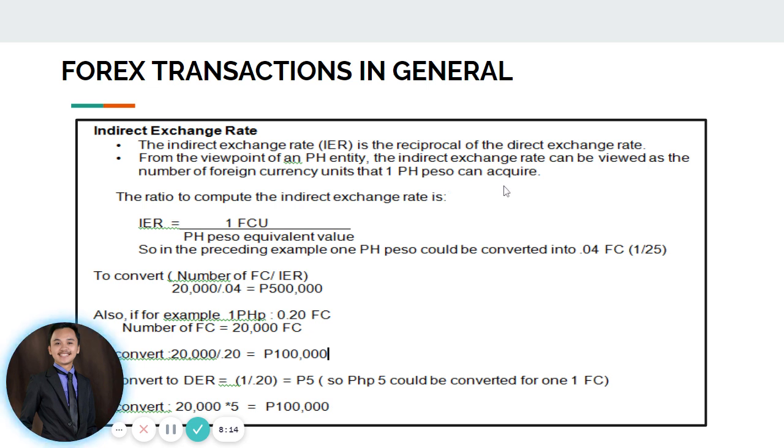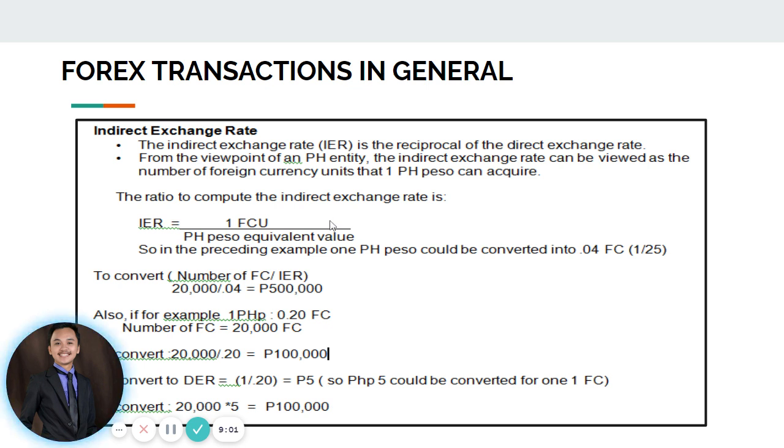So that means the direct exchange rate is the number of pesos in order for you to acquire one foreign currency, while the indirect exchange rate is the number of foreign currency required to buy 1 peso. Alright? Baliktad. Earlier, in the direct exchange rate, it was the number of pesos required to buy one foreign currency unit. But in the indirect exchange rate, it computes the number of foreign currency units required in order for you to have one local currency unit or one domestic unit.